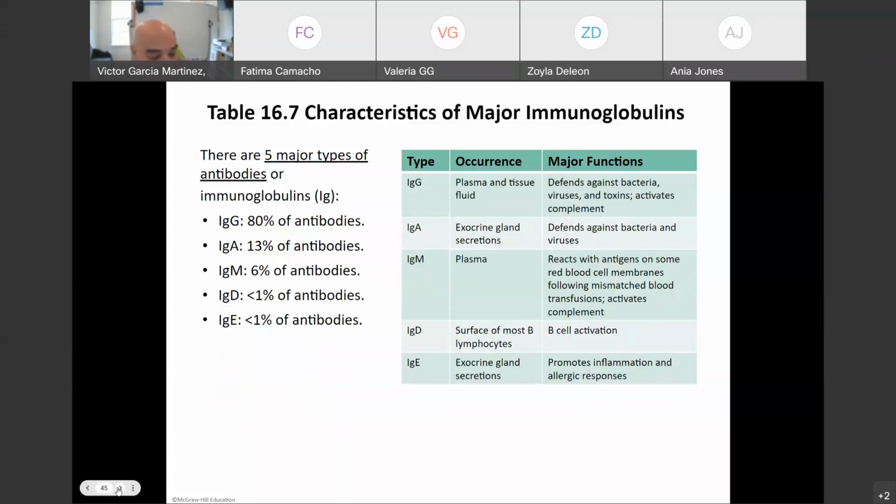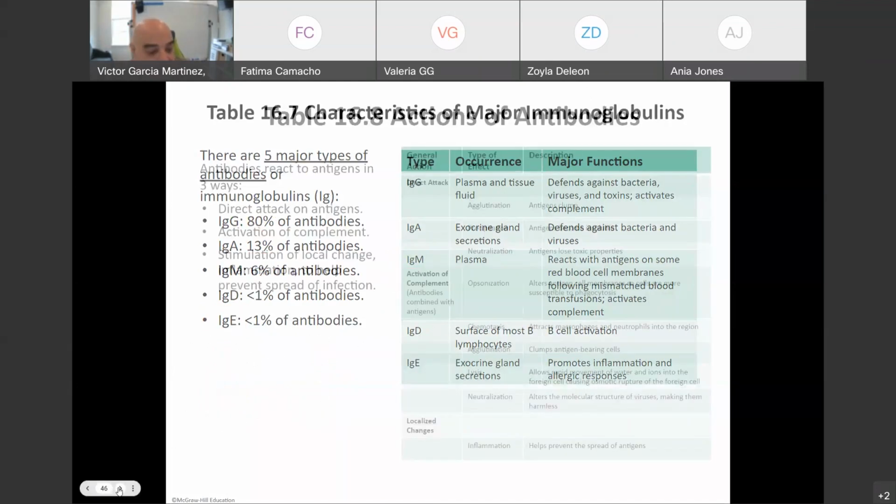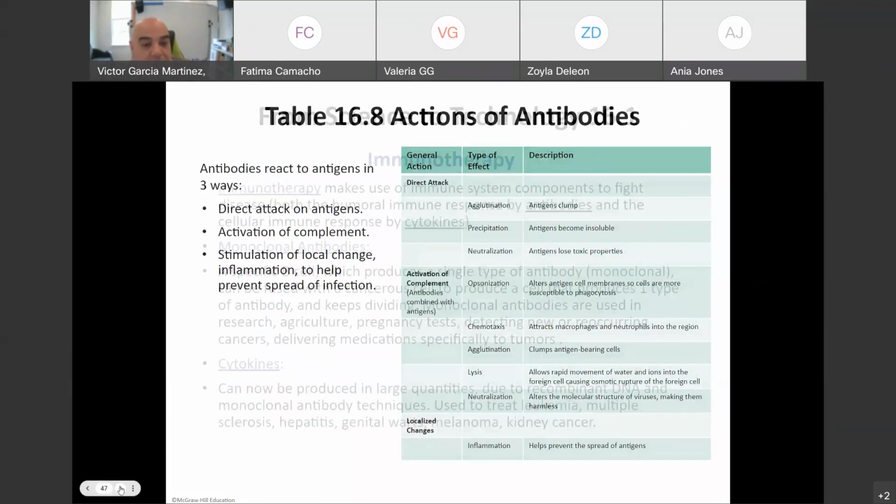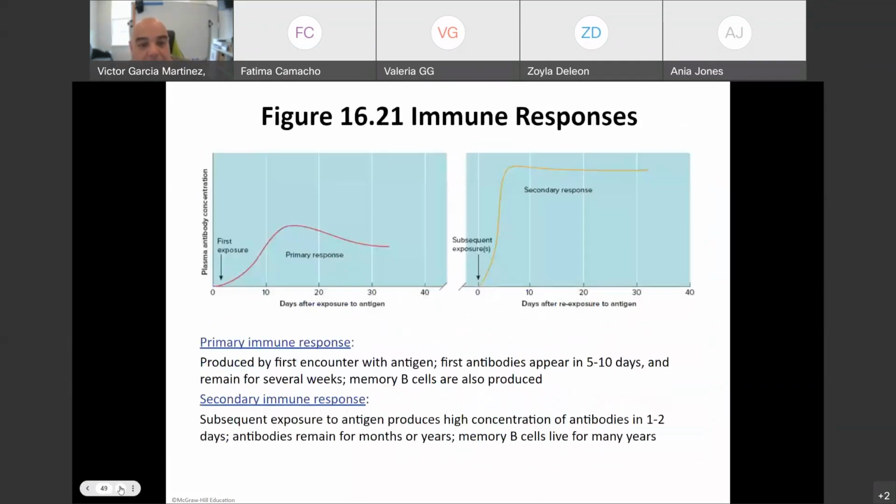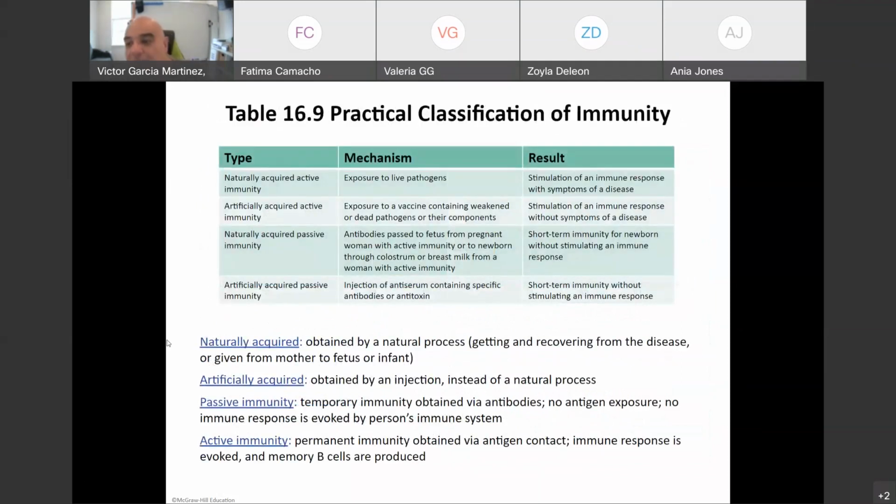Let's see what else we have here. This part, I think, is the most important part. Guys, another important division is about our immunity. It could be natural or it could be artificial. Again, our immunity could be natural or artificial. And it could be active or passive.